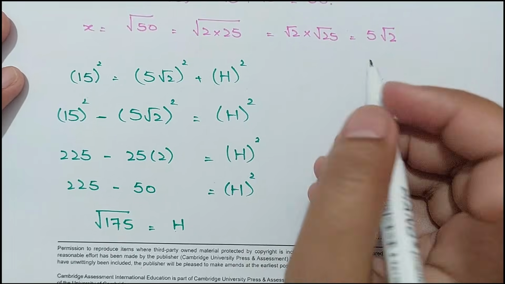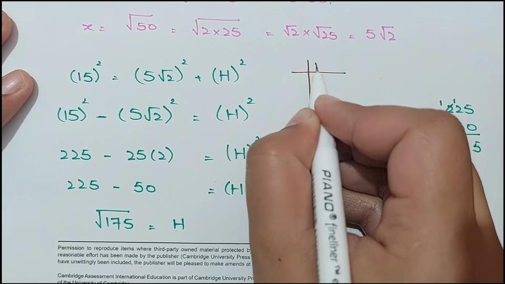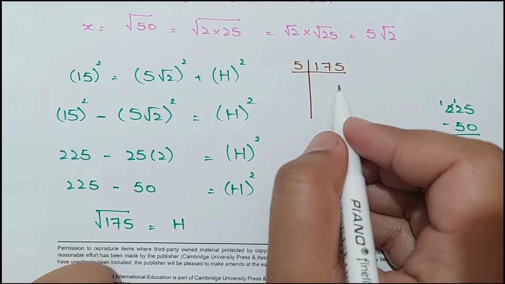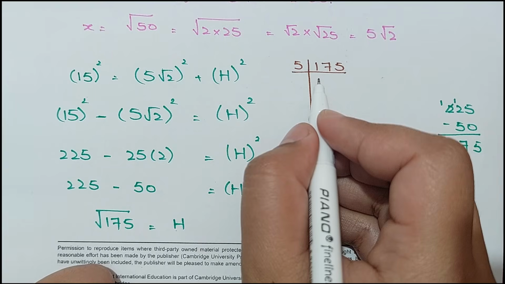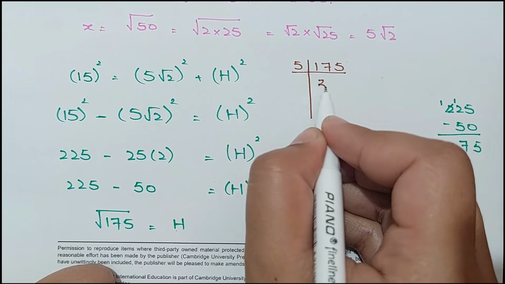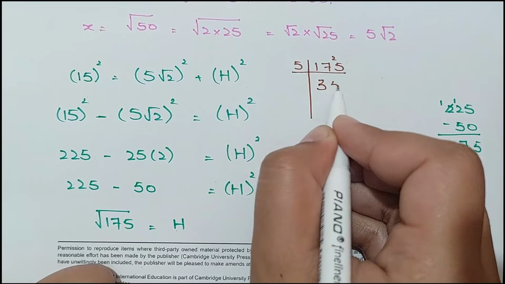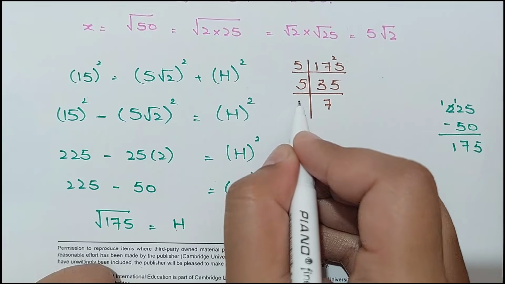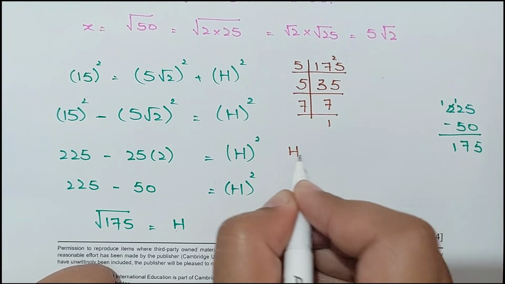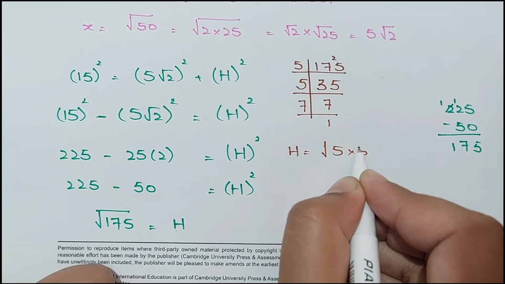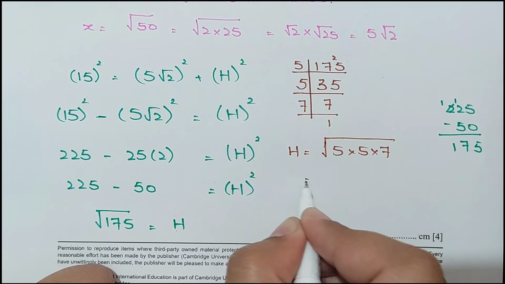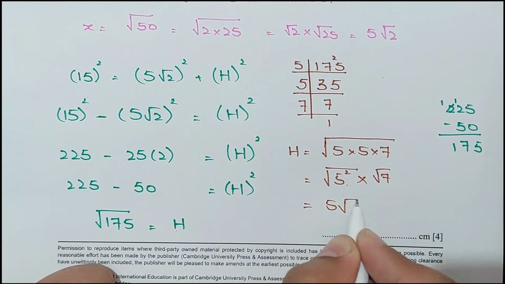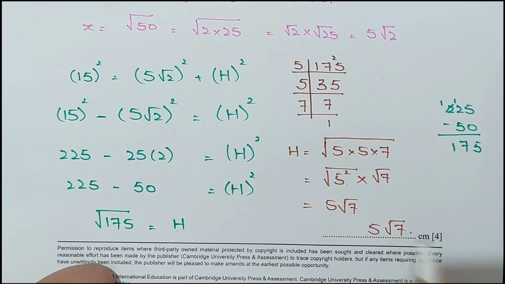Okay, let me find out the factors. 175 goes in the 5 times table. 5 times 1 is 5, 5 times 2 is 10, 5 times 3 is 15, 16, 17. 5 times 5 is 25, then 5 times 7, and then 7 times 1. So height is equals to root 5 into 5 into 7. This is root 5 square into root 7. So this would be 5 root 7. That would be the height in its simplest form in centimeter.